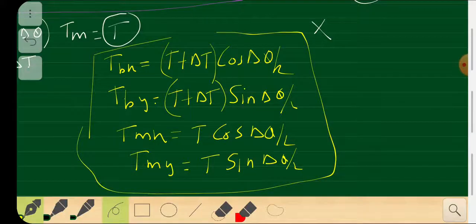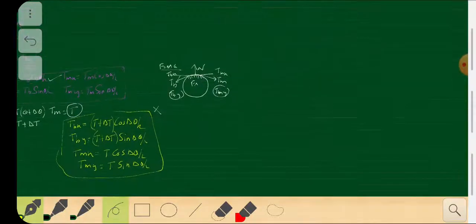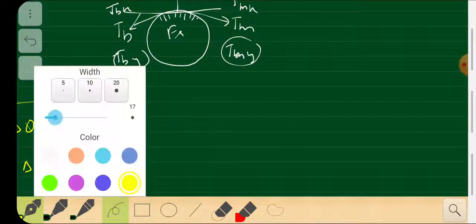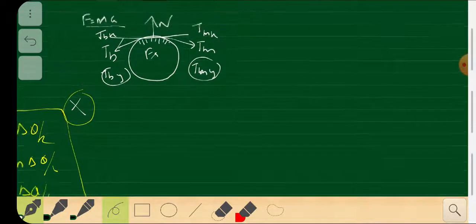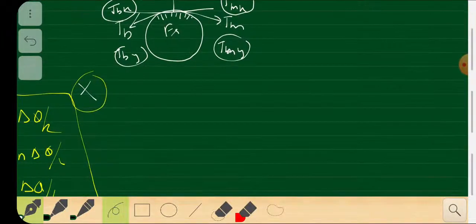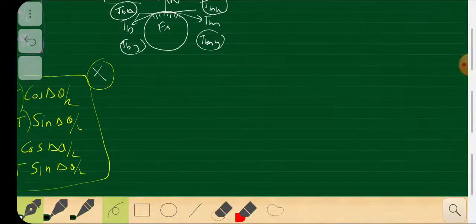So now I can apply F equal to ma here. In the x-axis, what you have is the T boy x and T mass x, and then there is frictional force. So T boy x is acting there and T mass x is acting there, and then there is frictional force on either side.